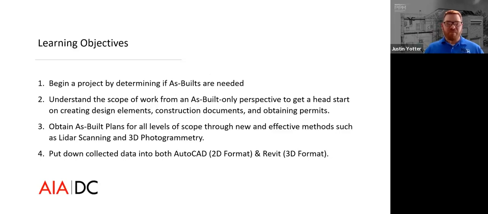Some of the learning objectives will be: 1, learning to begin a project by determining if as-builts are needed. 2, understand the scope of work from an as-built only perspective to get a head start on creating design elements, construction documents, and obtaining permits. 3, obtain as-built plans for all levels of scope through new and effective methods such as LiDAR scanning and 3D photogrammetry. 4, put down collected data in both AutoCAD 2D format and Revit 3D format.